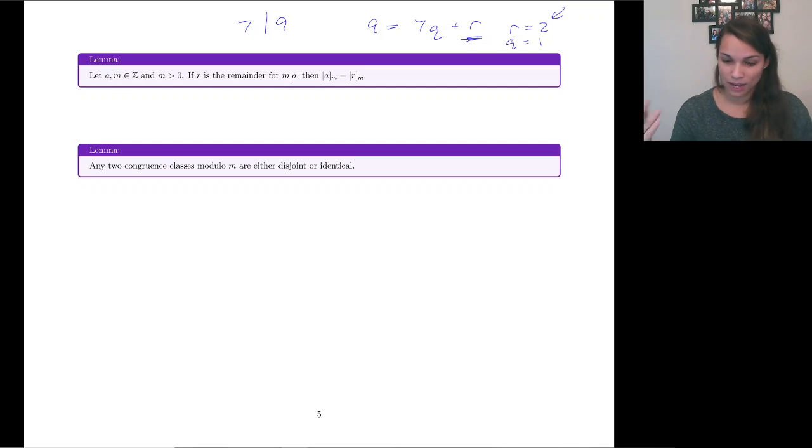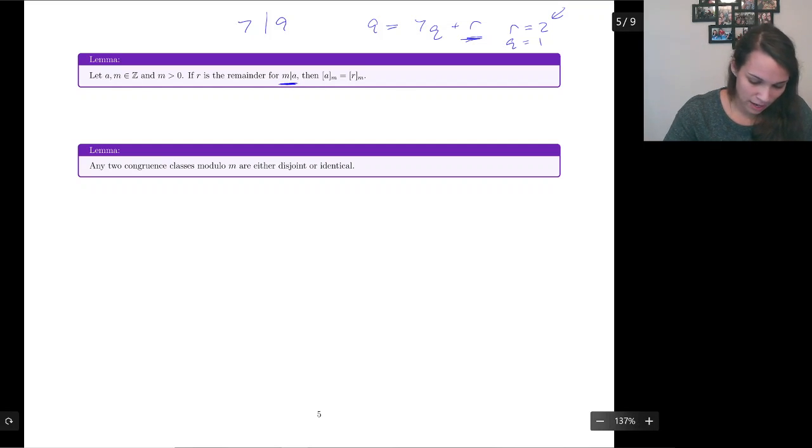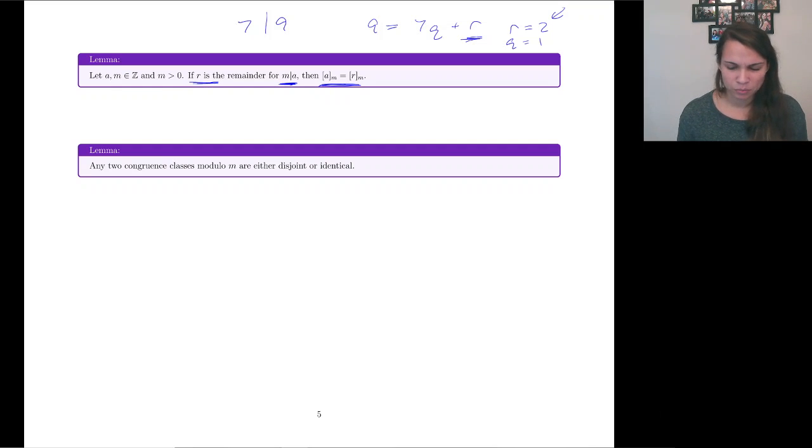In general, that holds. If you take m dividing some a, and you get a remainder of r, the congruence class of a will equal the congruence class of r. That will fall out pretty quickly, and so I will leave that proof for you guys to do on the worksheet.